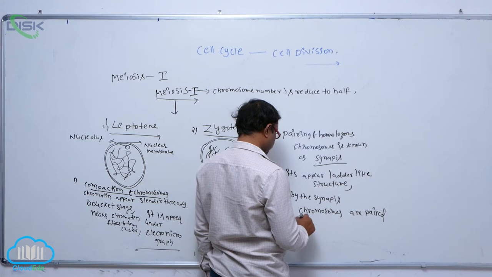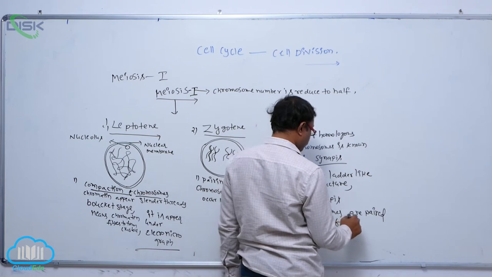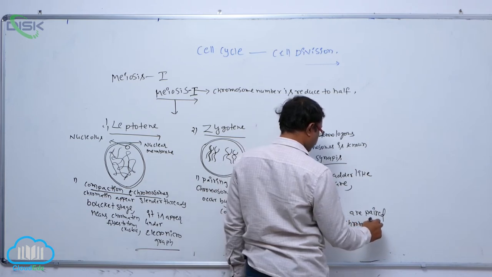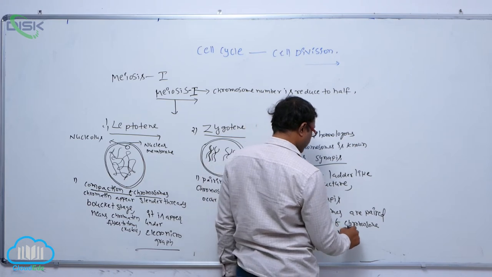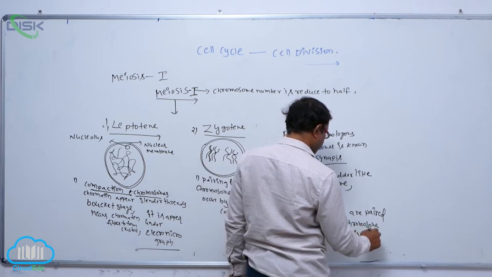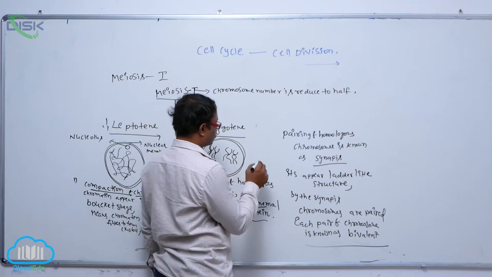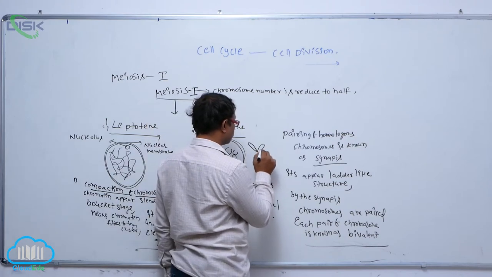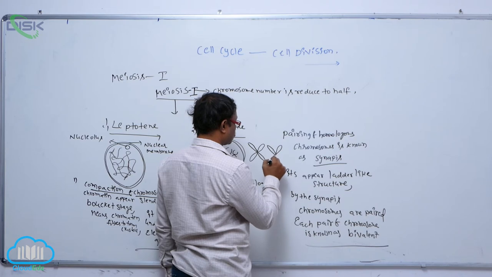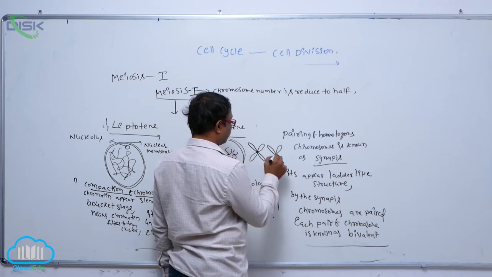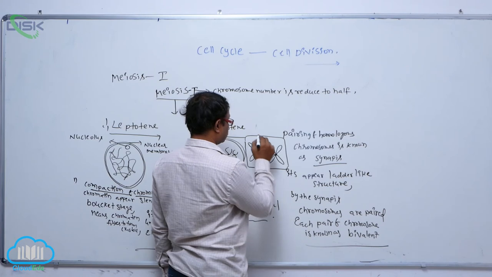Each pair of chromosomes is known as a bivalent. In this, each pair of homologous chromosomes is known as a bivalent.